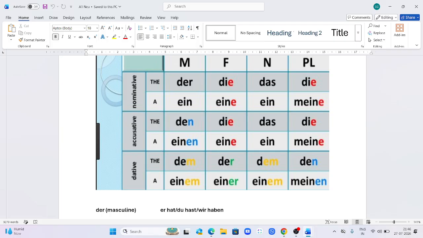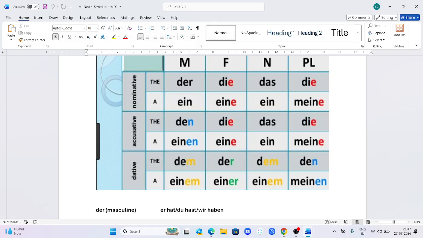Like for example, I am going to the supermarket with my children. Then I'll say, ich gehe zum Supermarkt mit meinen Kindern. What did I do? I added n for Kinder. Kinder is the plural form for child and children. Child is Kind, children is Kinder. But since it is dative plural, I'll put an extra n, den plus n. So I make it Kindern.